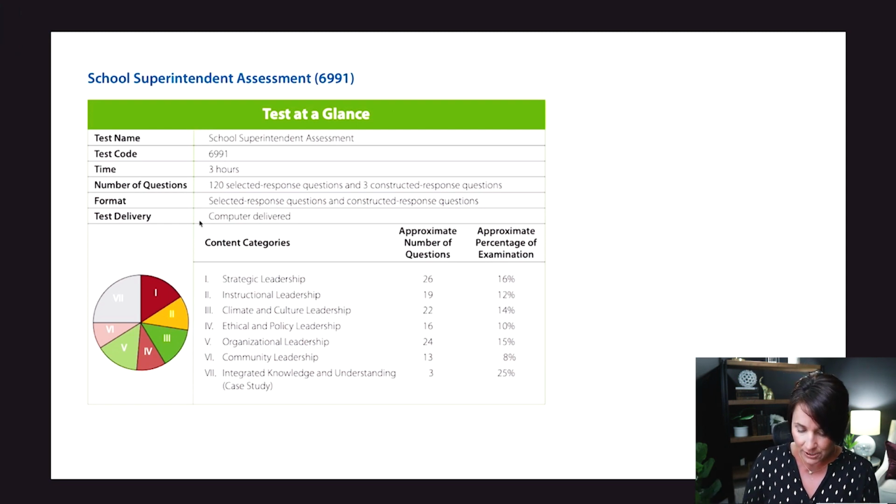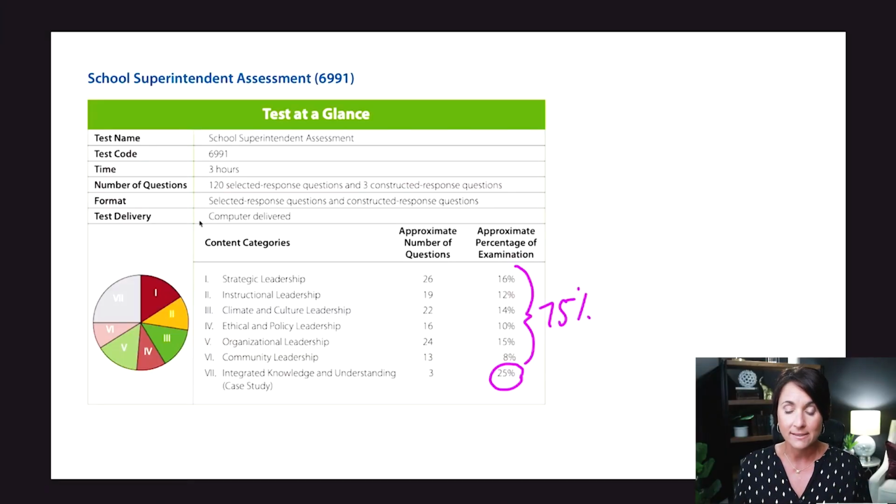This is going to break down the types of questions you're going to see and at what percentage. So you can see here, strategic leadership is 16%, instructional leadership is 12%, climate and culture 14%, ethical and policy 10%, organizational 15%, community leadership is 8%, and then we have the constructed response. Now, notice that the constructed response is worth 25. That means that the multiple choice is worth 75. They call it selected response. Selected response, multiple choice, same thing, okay?